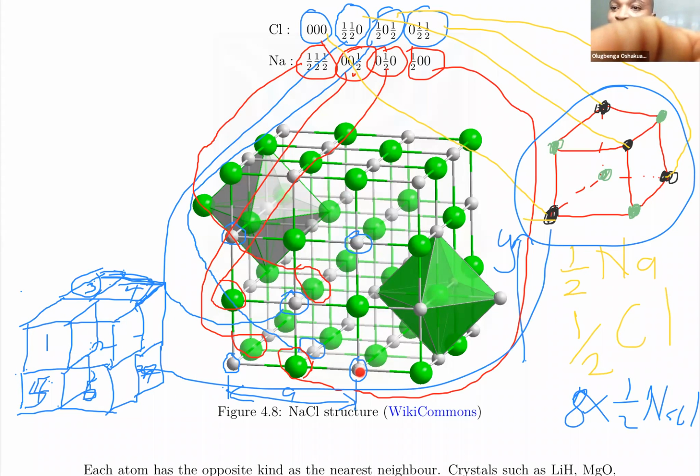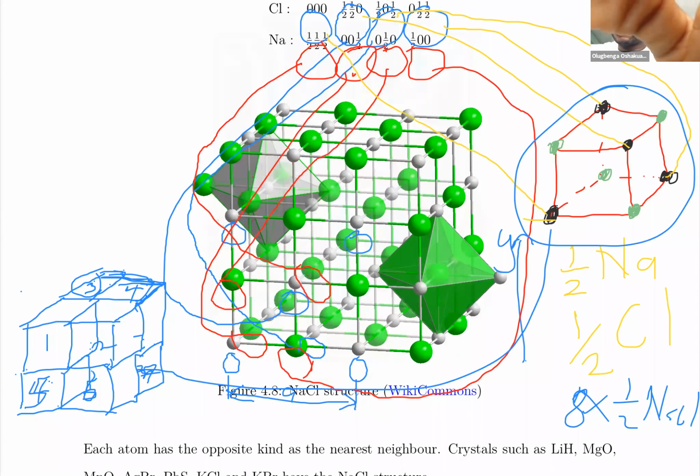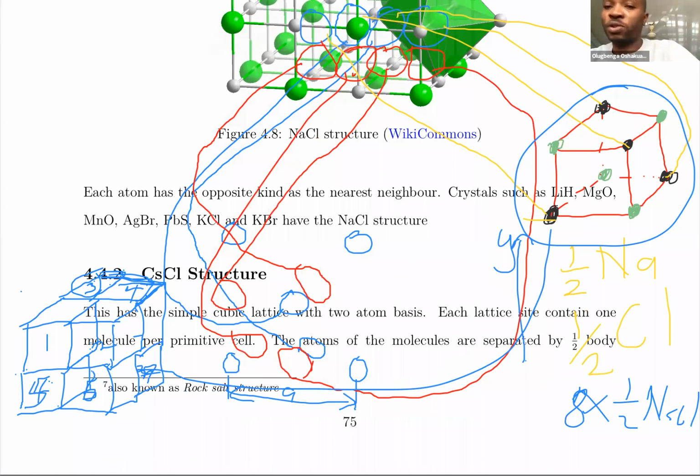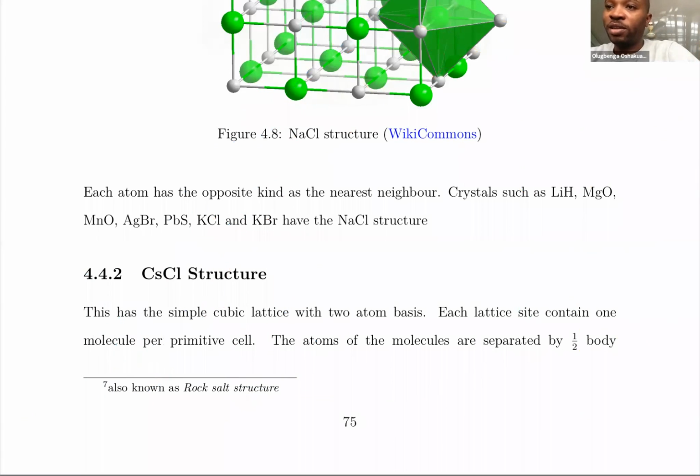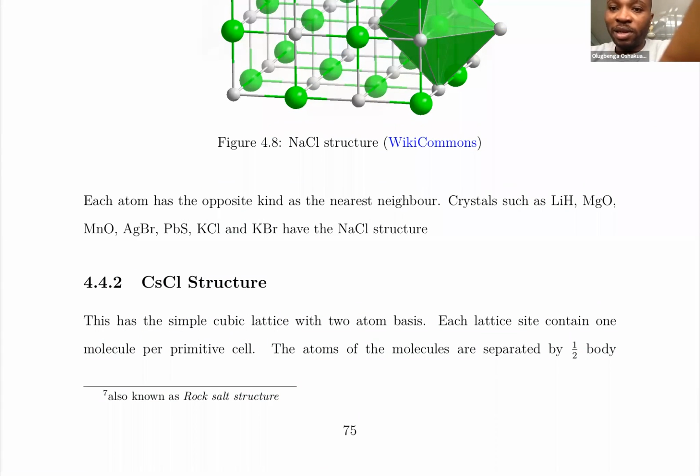So this type of structure is exhibited by some other atoms, some other molecules, like lithium hydride, magnesium oxide, manganese oxide, lead sulfide, and on and on.